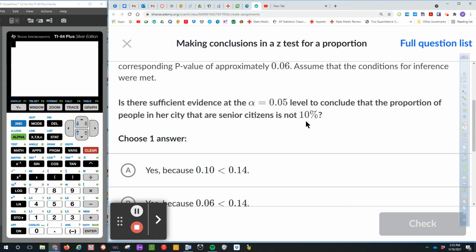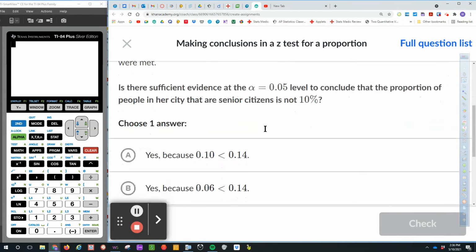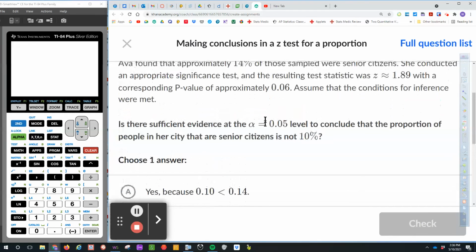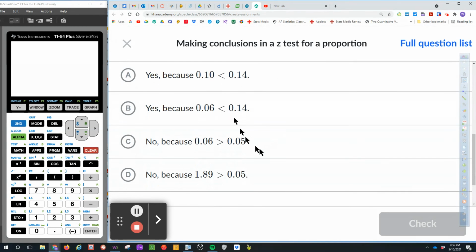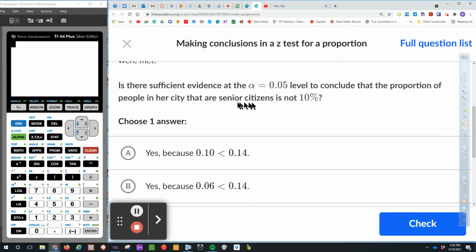Is there sufficient evidence to conclude that the proportion is not 10%? No, we don't, because if we fail to reject your null hypothesis, we are concluding that the proportion is indeed 0.1, it's indeed 10%, right? So 0.06 is greater than 0.05. So it's not A, it's not D. We got to decide whether it is yes or no, but it has to be more than 0.05. So it's this one, right? No. We are saying that the senior citizen proportion is not 10%.